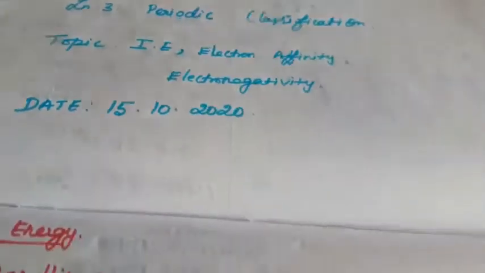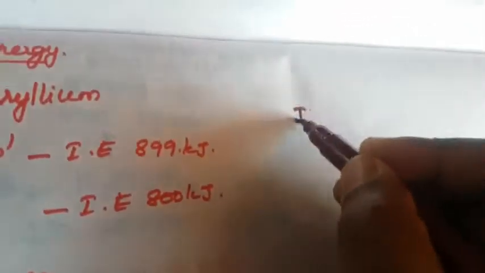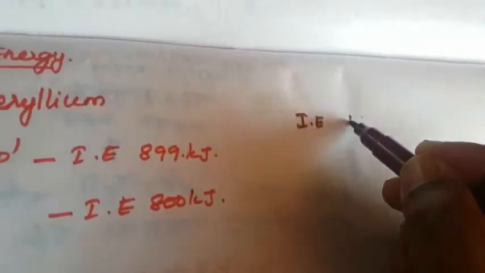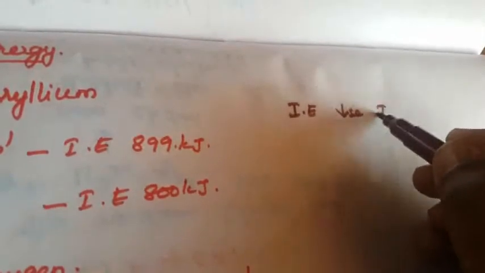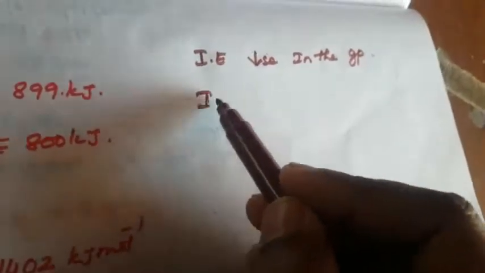As the atomic number increases, there is less attraction between the nucleus and the outermost electron. That is the reason the ionization energy decreases in the group, but the ionization energy increases in the period.